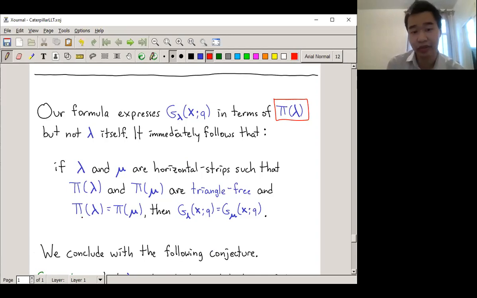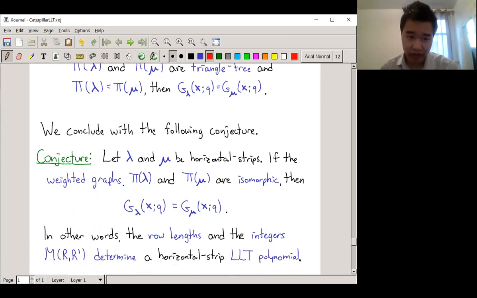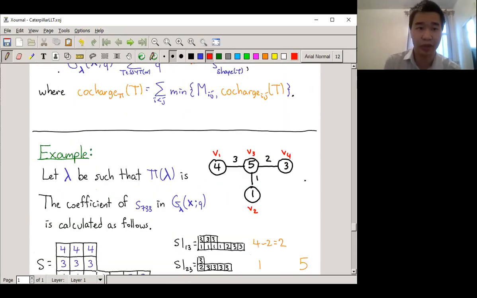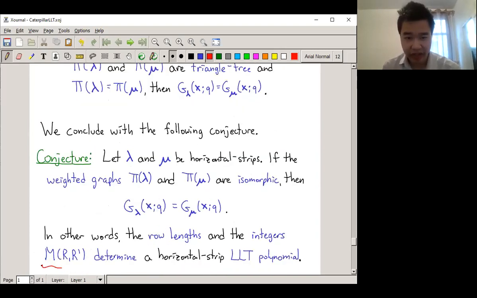So if there are no triangles, then they have the same LLT polynomial. I actually believe that this happens in general, and I guess something a bit more, that the weighted graphs only need to be isomorphic. So I believe that I should be able to erase these labels and recover the LLT polynomial just from this picture. So I believe that the row lengths and these integers I was interested in should be enough to determine a horizontal strip LLT polynomial.